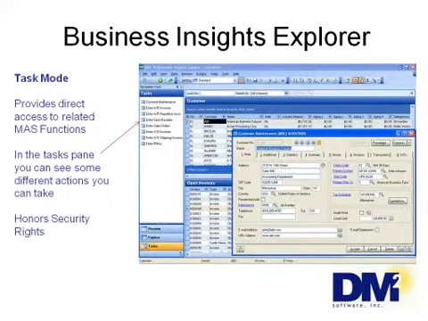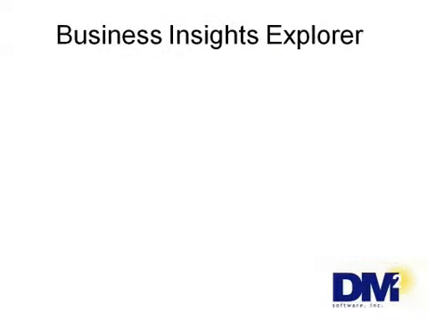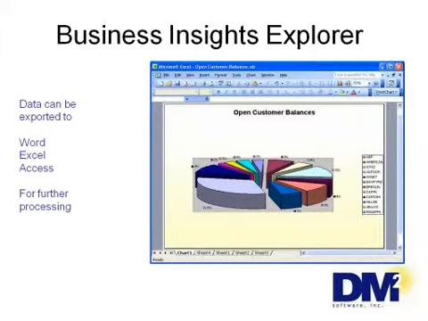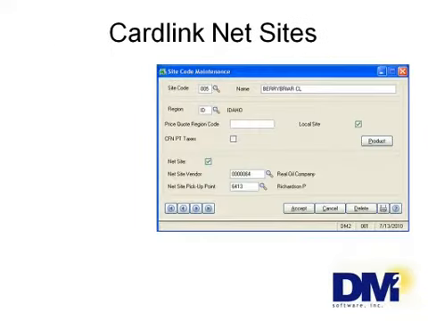When I'm in task mode, as I showed you a minute ago, I could go to Customer Maintenance, Cash Receipts, I could enter a sales order, all of those types of things. So as I'm on the phone with the customer, I'm able to work over in Mass at the same time, quickly see the information over in Business Insights. And the nice thing is it does honor security rights. You're able to export the data to Word, Excel, and you can do these cool little graphs.